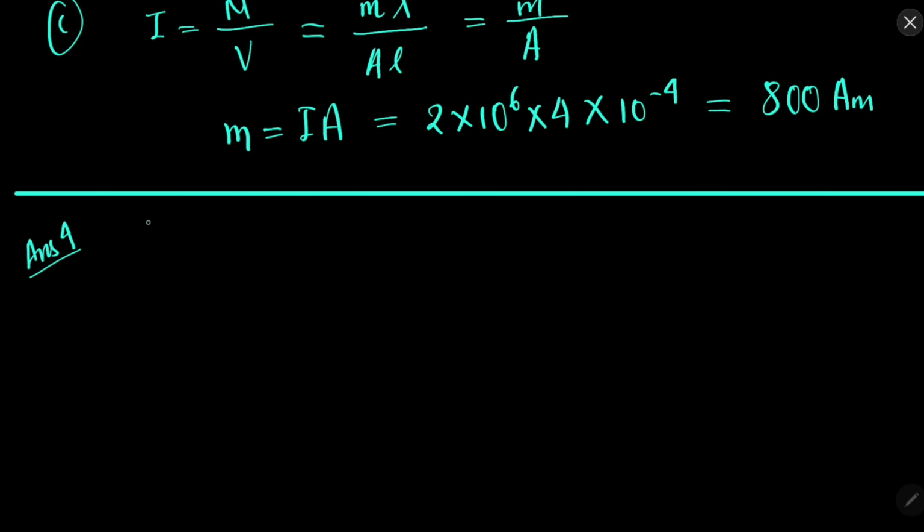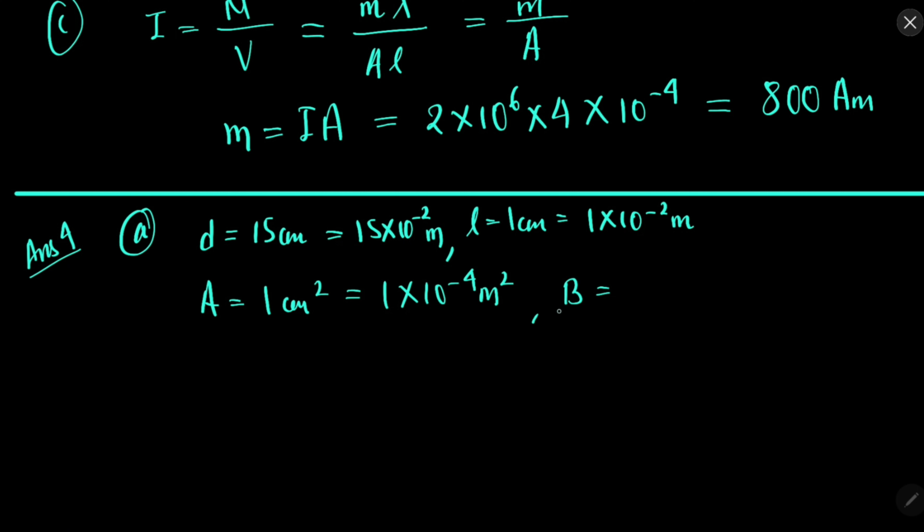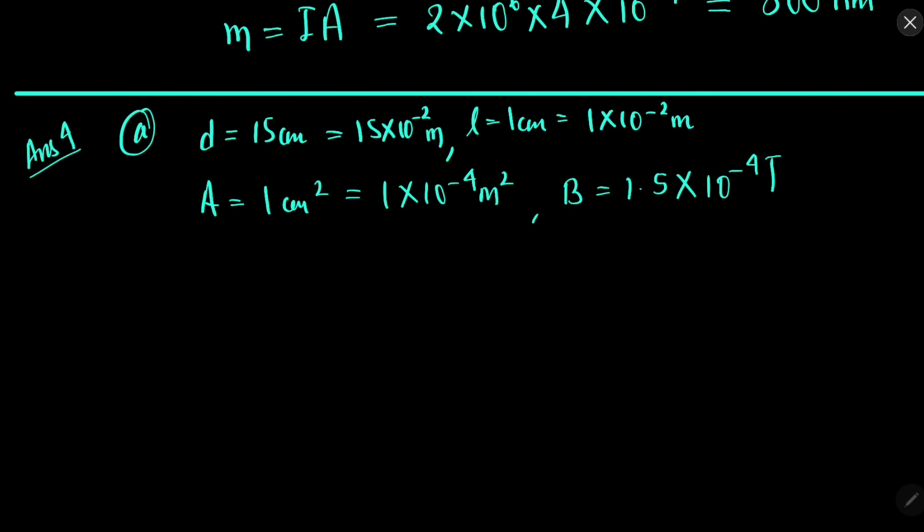So what are the things that we have? First of all, distance 0.15 meter, length 1 centimeter, or 1 into 10 to the power minus 2 meters. The distance can also be written as 15 into 10 to the power minus 2 meters. Then area is 1 centimeter square or 1 into 10 to the power minus 4 meters square. Magnetic field intensity is 1.5 into 10 to the power minus 4 Tesla. So we need to find m.